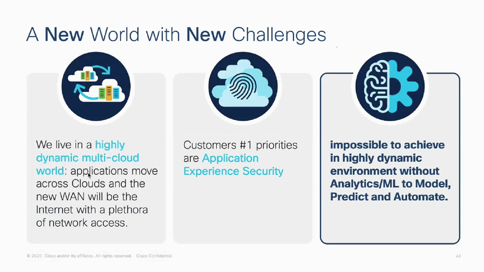Now, when I'm looking at what's coming and the future of the WAN and the internet and SD-WAN and all those things, what I do believe personally is that we live in a multi-cloud world. We know that we have a plethora of access, from DSL to fiber and 4G and 5G coming soon, and then you have multiple types of access, MPLS, internet with tunnels, with direct internet access. All of our customers say the same thing. They say it's all about application experience and security. And I do claim that it's extremely hard to achieve in such a highly dynamic environment without deep analytics and machine learning, capable of predicting and automating.